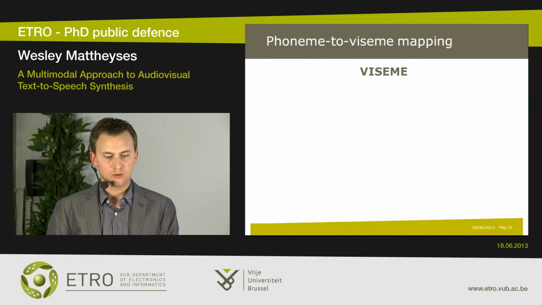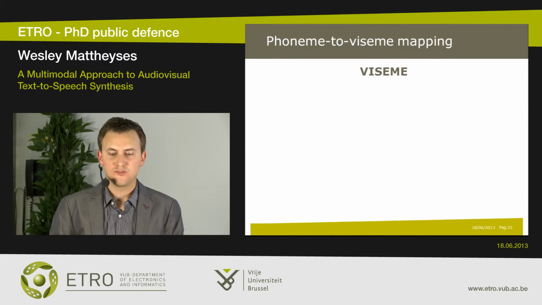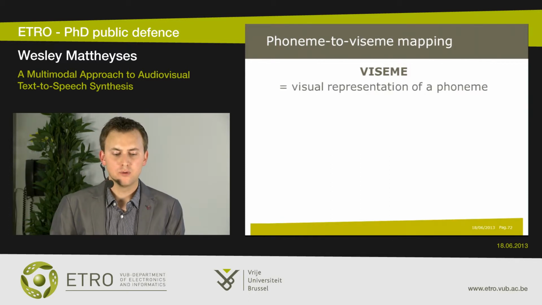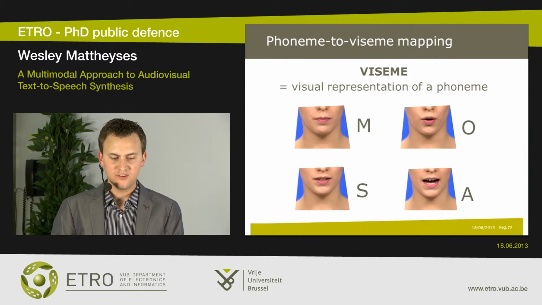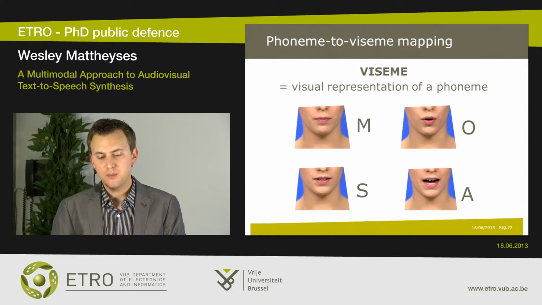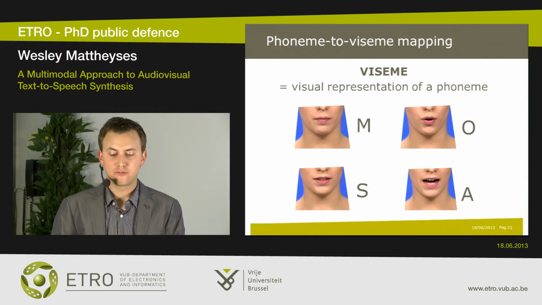Now when you synthesize visual speech, an important concept is a viseme. And a viseme, this is a visual representation of a phoneme. I give you an example. For instance, the phoneme m can be represented by a closed mouth. The phoneme o can be represented by a mouth that shows a lot of lip rounding. And I also show here examples for the s and the a.